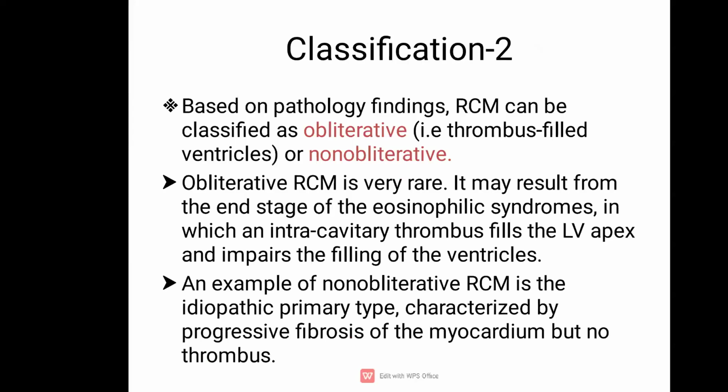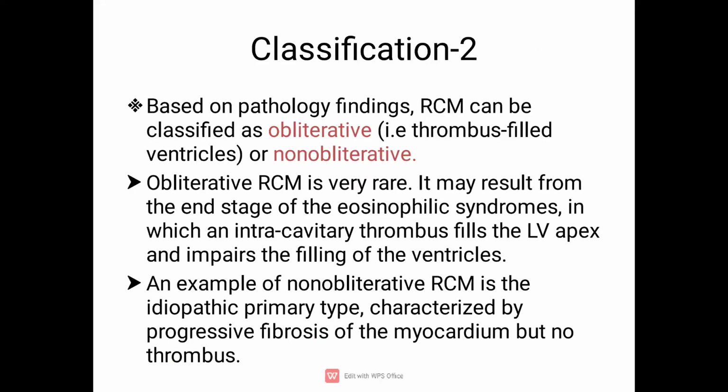Now, you could also classify it based on the pathologic findings, whereby it is classified as either obliterative or non-obliterative. Obliterative just means that there is a thrombus within the ventricle, which is causing an obstruction. And the obliterative type is very rare.